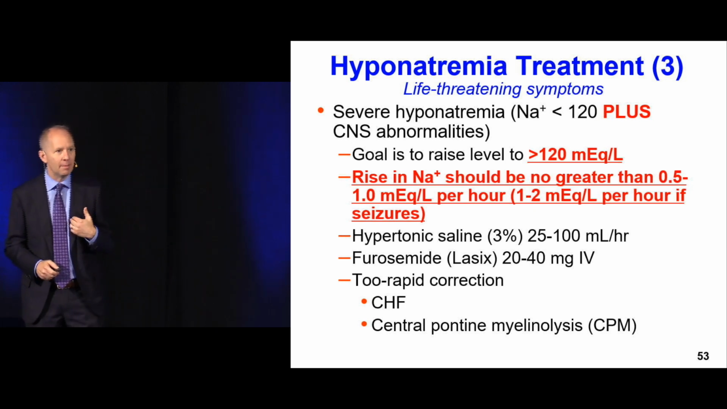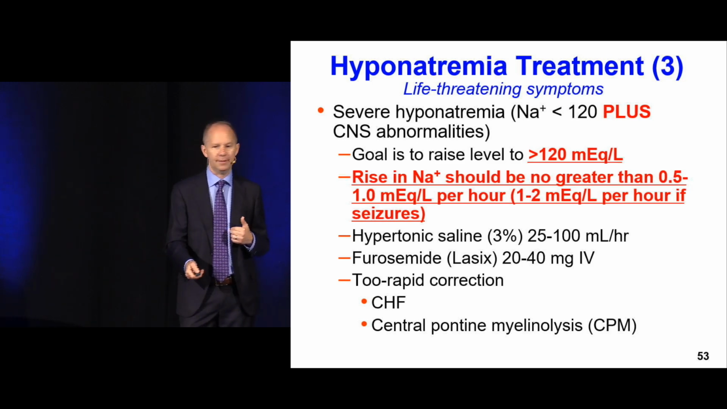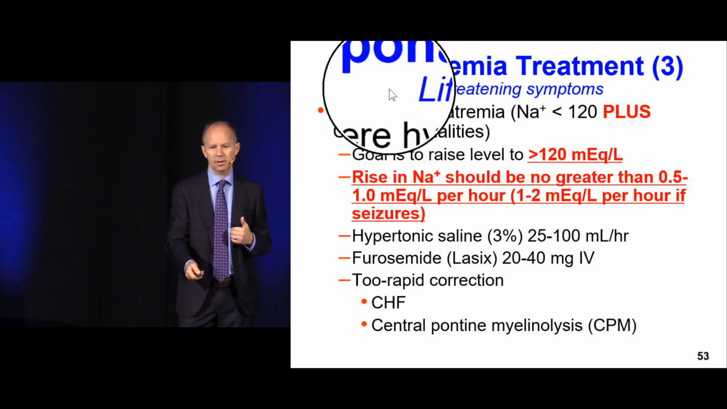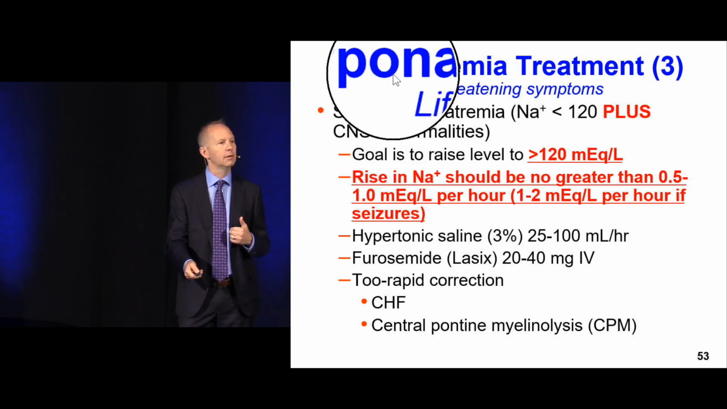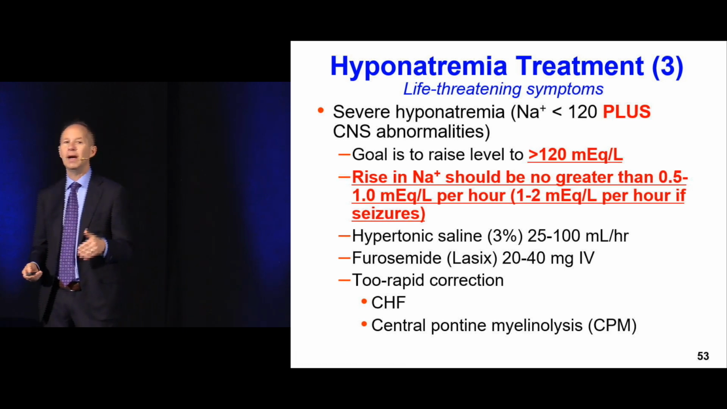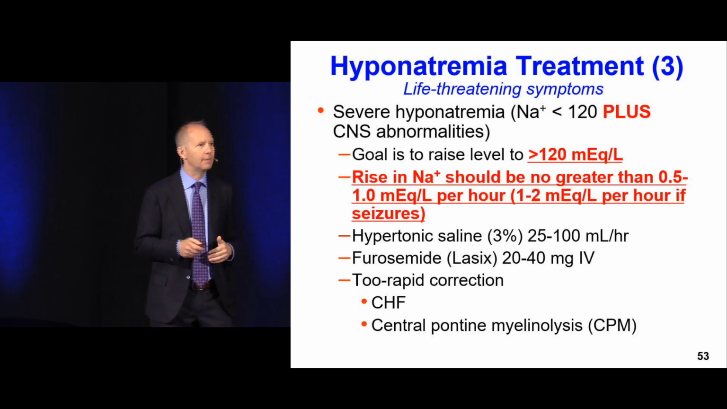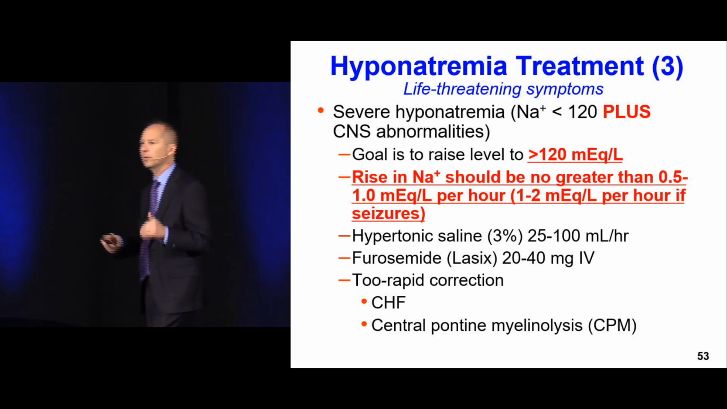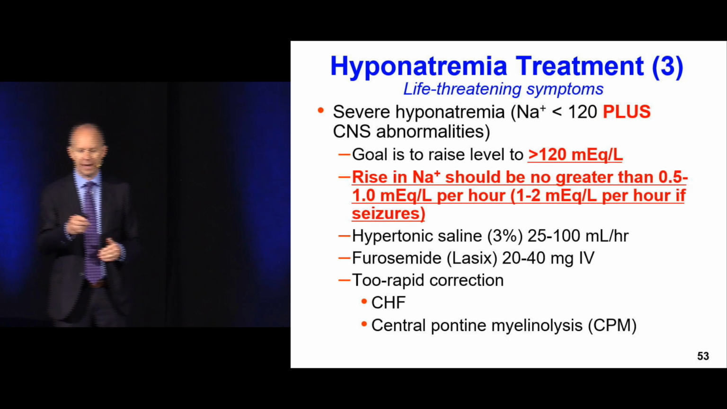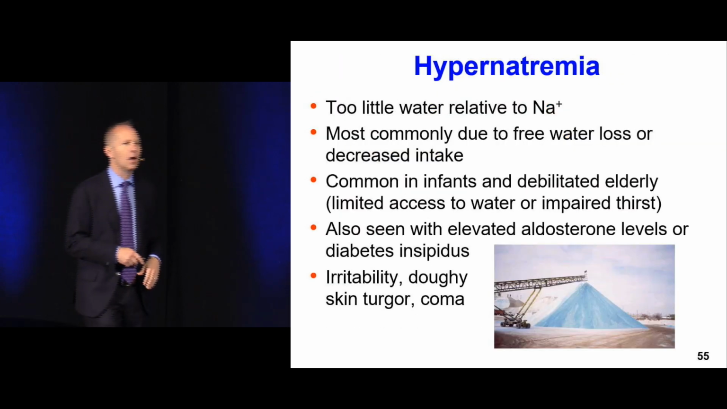And the very simple way I remember that is that hyponatremia has the word pon in it. And if you fix it too quickly, you get central pontine myelinolysis. And then hypernatremia is the opposite one. Pretty simple. So hyponatremia, central pontine myelinolysis if you fix it too fast. And again, bad things. We talked about that. All right, so that's low sodium.